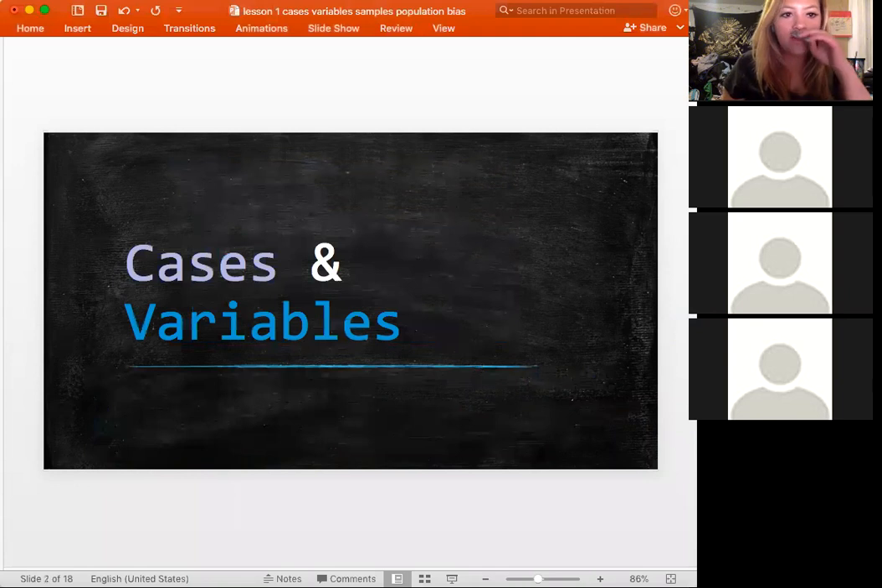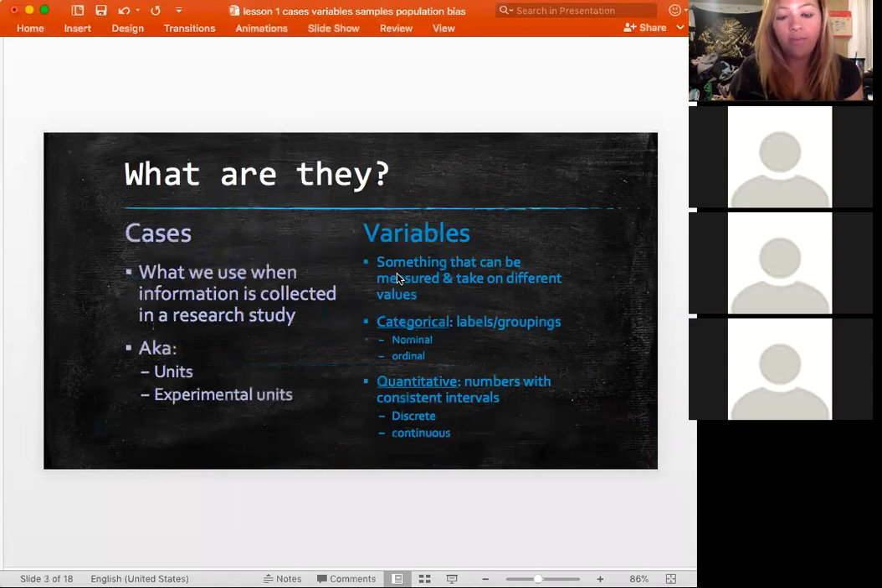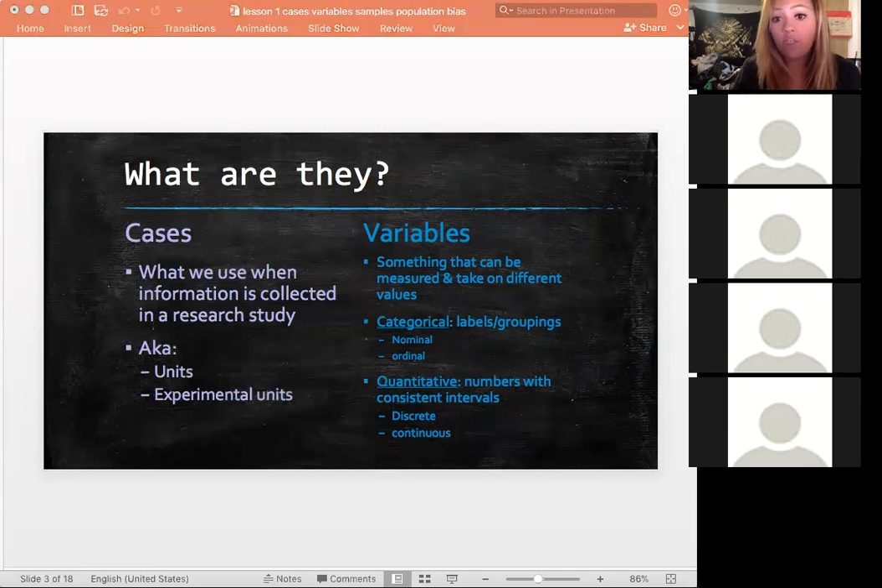All right, so let's get started with our first chapter. We talked about cases and variables here. So this is the basis of statistics, okay? Cases are basically the studies that we use to collect our information, so the actual study itself. We also call them units or experimental units because these units are what give us the data that we want. And then variables, given the name, they are variable, they change, and they can be measured, and they can take on different values.